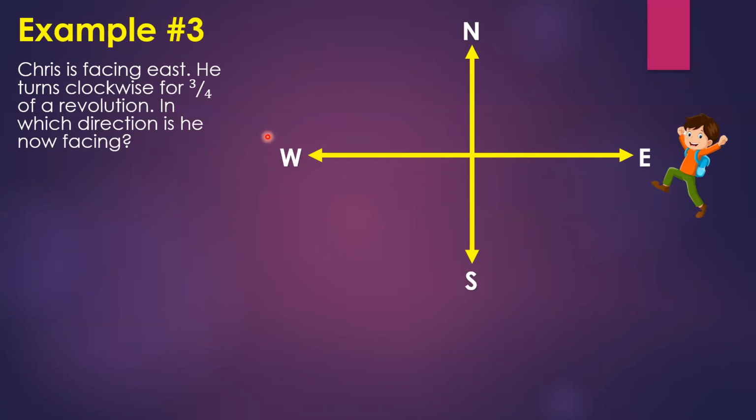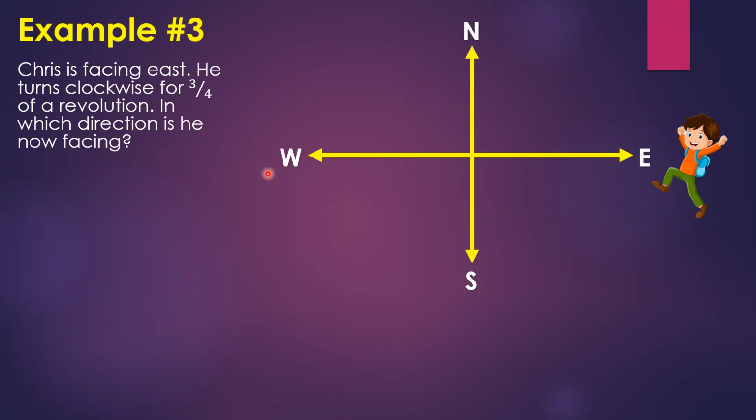Bree, can you read this, please? Example 3. Chris is facing east. He turns clockwise for 3/4 of a revolution. In which direction is he now facing?